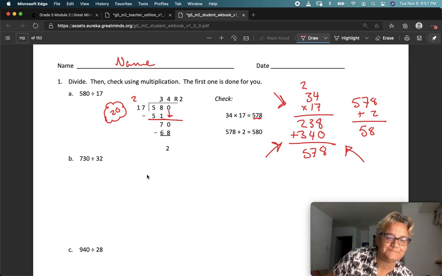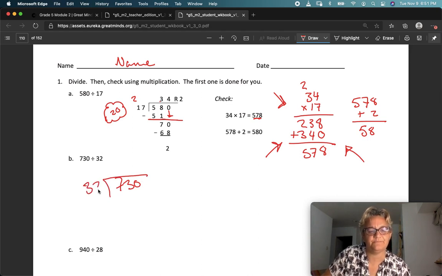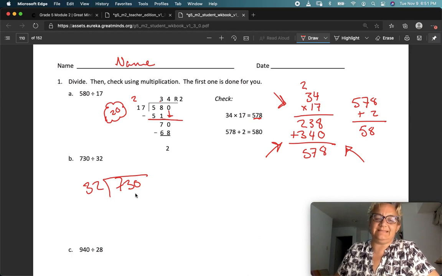Okay, next one. 730 divided by 32. Remember, the first number goes inside the division symbol, and the divisor, which is the second number, goes on the outside. So 32 into 730. Well, let's just look at this 73. 32 times 2 would be 64. That's pretty close. Let's try that. 64. And then we have a leftover, a remainder of 9.